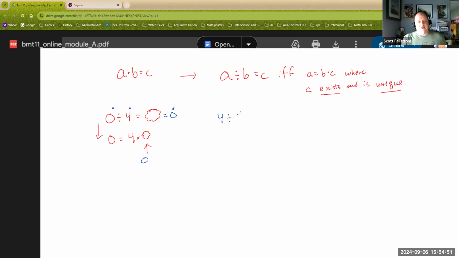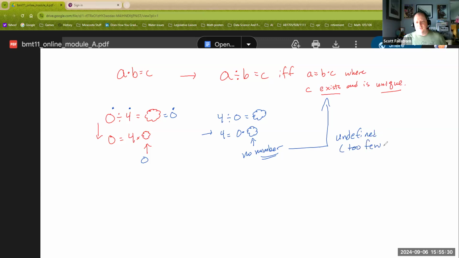Okay, what about something like 4 divided by 0? Well, again, let's just say that it equals some kind of cloud. That means 4 has to equal 0 times that cloud. Well, now let me ask you this. What happens when you multiply anything by 0? You multiply anything by 0, you get back to 0, not 4. So what this is saying is that there is no number that can go in here. No number, uh-oh, fails existence, which means we would say this is undefined, and it's because there are too few, aka no solution.